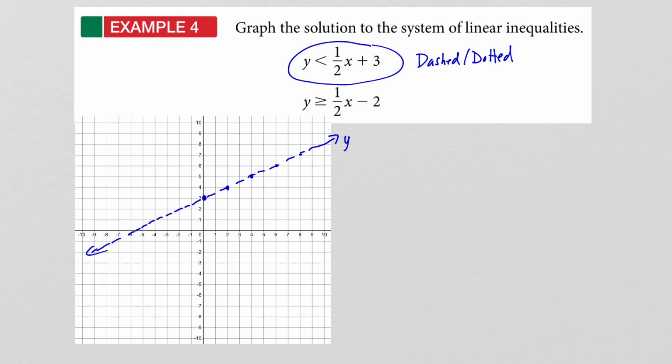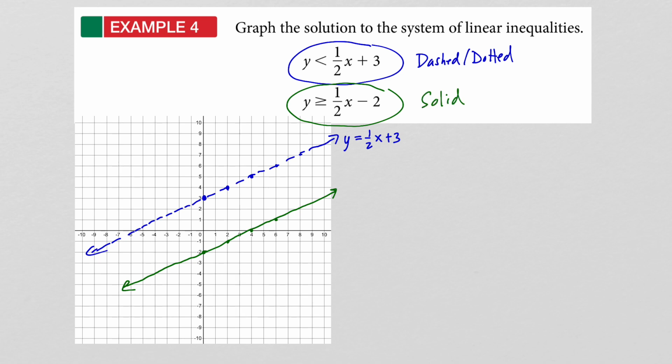Okay, and I'm going to label that y equals 1/2 x plus 3. The other line is y equals 1/2 x minus 2. So that has a y-intercept of -2. And it is also having a slope of 1/2, so up 1 over 2. And that's going to be a solid line. And it's solid because it's included.